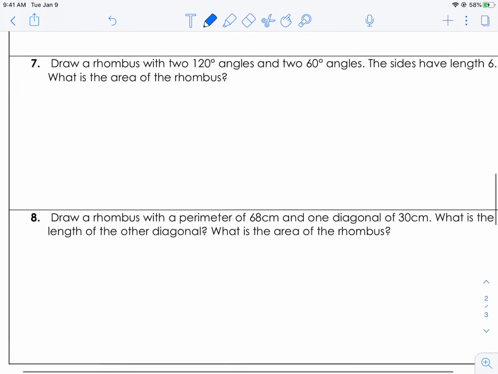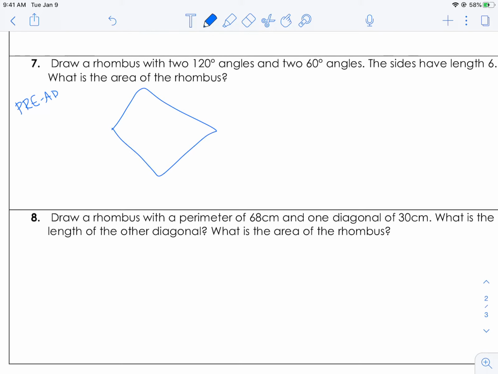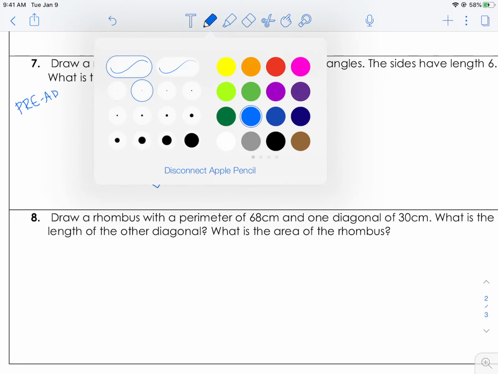Number 7. I want to draw a rhombus. This one's actually going to be for pre-AP only. If you are in academic, go ahead and just skip to the next problem. So I want to draw a rhombus, as best I can. There we go. It has 2 120-degree angles, so I'm going to call this one 120 up here.